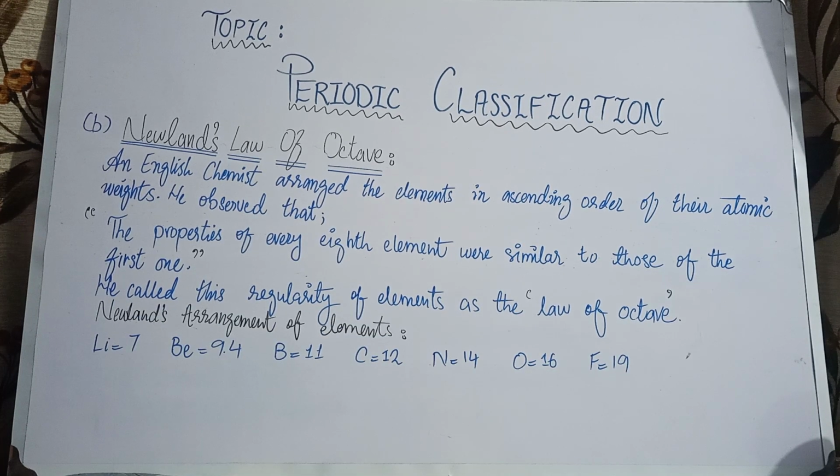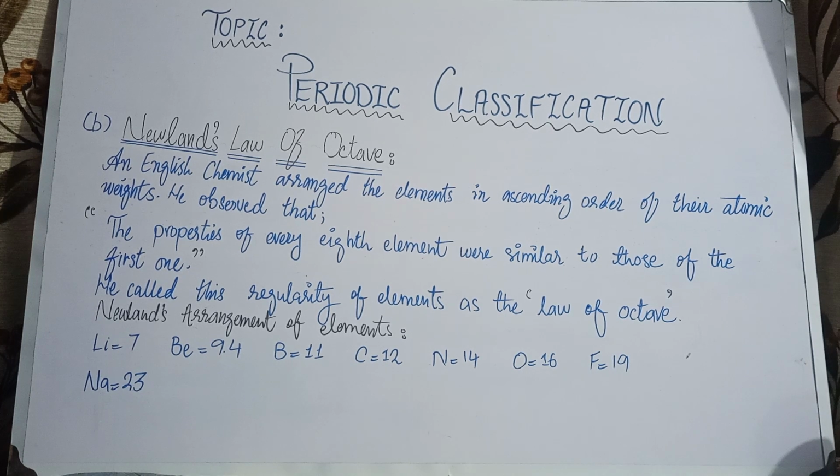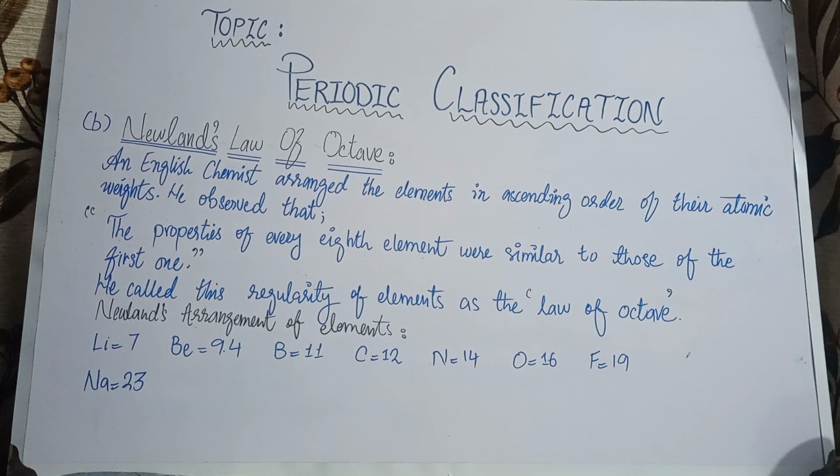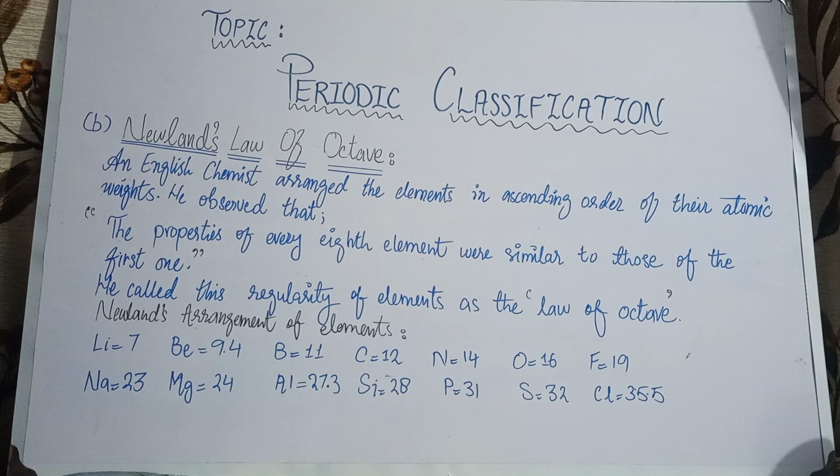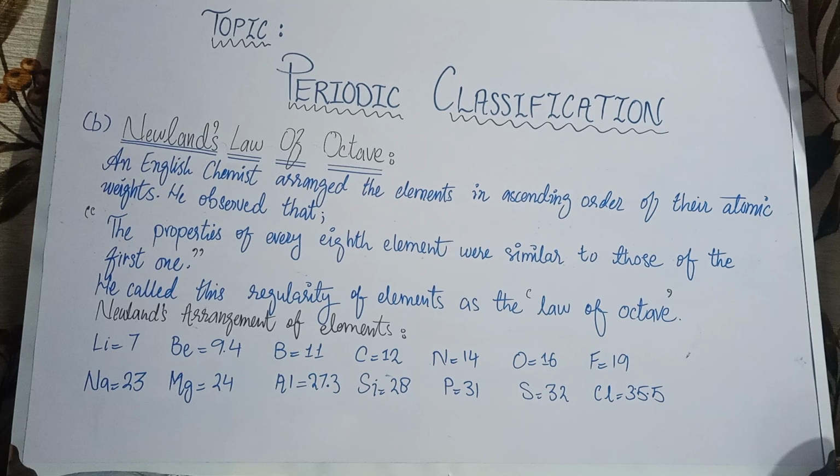So these are the first 8 elements according to Newlands. He arranged them, first 7 elements. The 8th element we will write with lithium, that is sodium. It means the properties of lithium and sodium are similar. Now the 9th element is magnesium, which is paired with beryllium, and the same is true for the rest of the elements, as you can see. Now let's discuss some advantages and disadvantages of this law.